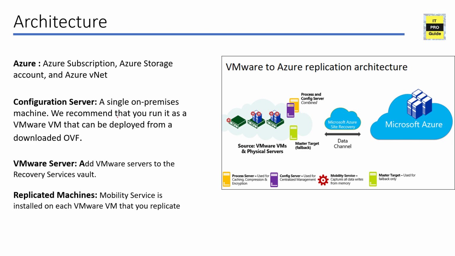Then you have a configuration server. This is what we were talking about, an OVF file you have to deploy in VMware, so that this configuration server will take care of the replication of your virtual machines from on-premises to Azure. Then you have to add your VMware servers, and then you can initiate the replication. And you can see the mobility service, you don't need to install it on each virtual machine. The configuration server will do that part. You just need to deploy the configuration server and add your VMware servers. You can add vCenter, so that it will discover all the virtual machines in vCenter instead of adding the ESXi hosts one by one.